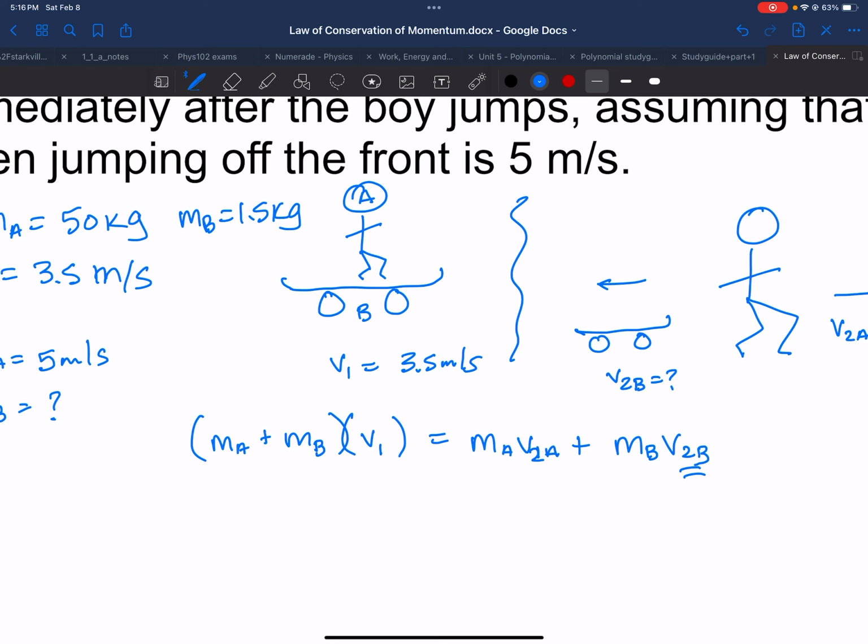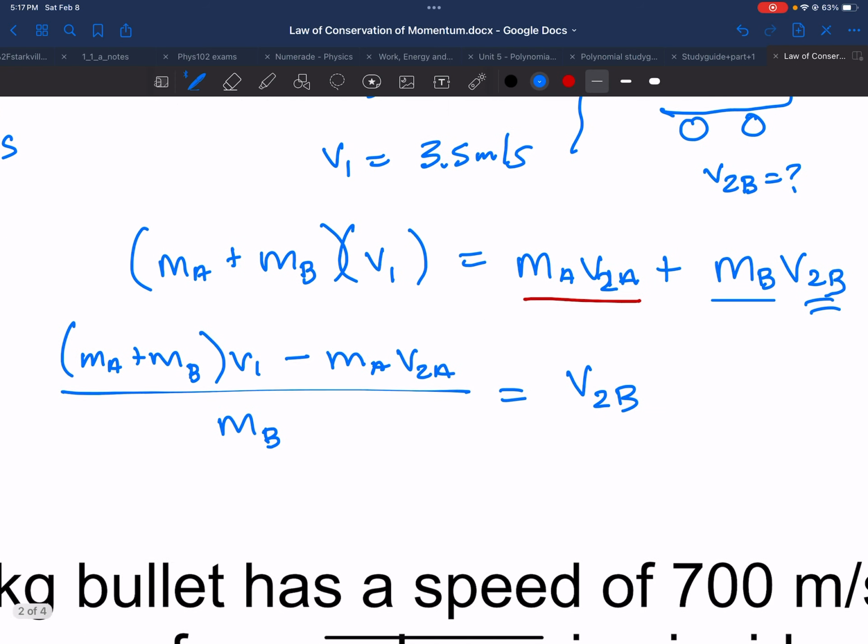So in order to do that, we've got to subtract mass of A, V2A from my original equation. So mass of A plus mass of B times V1 minus mass of A V2A. And then to get rid of the mass of B, we're going to have to divide both sides by mass of B. And that will give us V2B. If you are having difficulty with the algebra in this, please come see me. I'm happy to walk you through it.